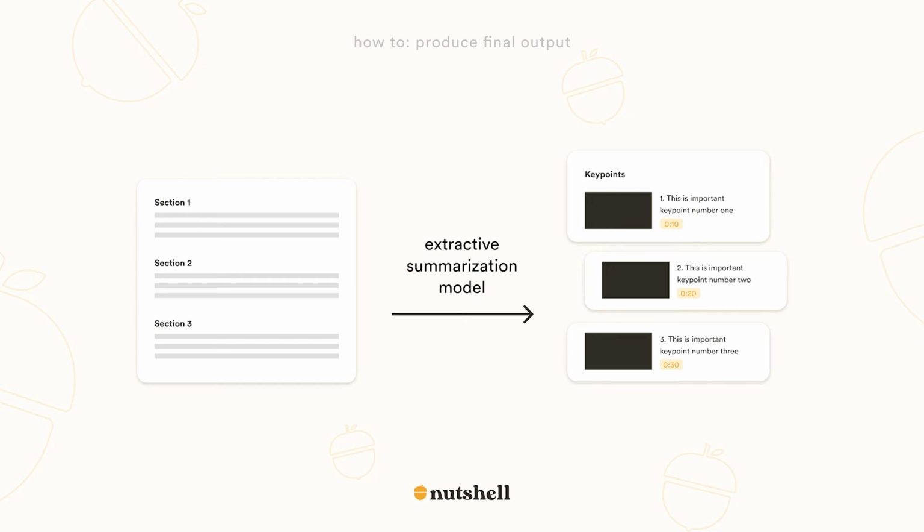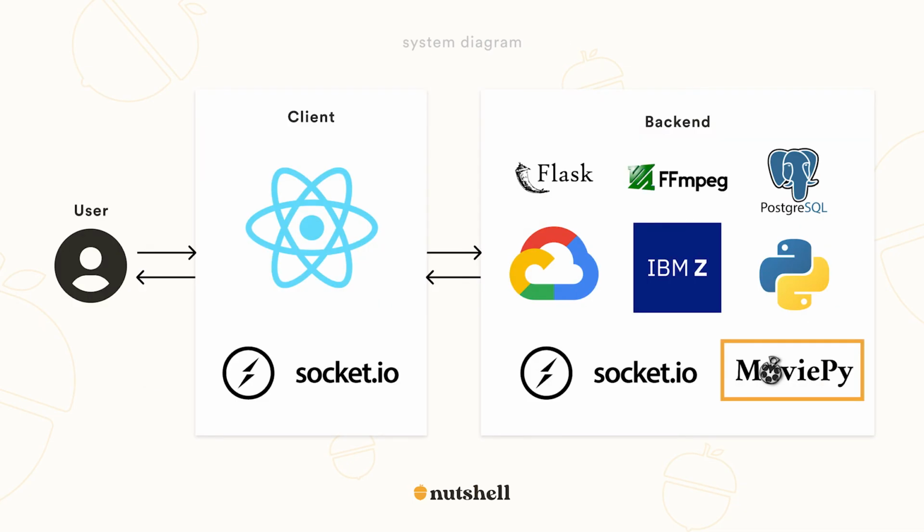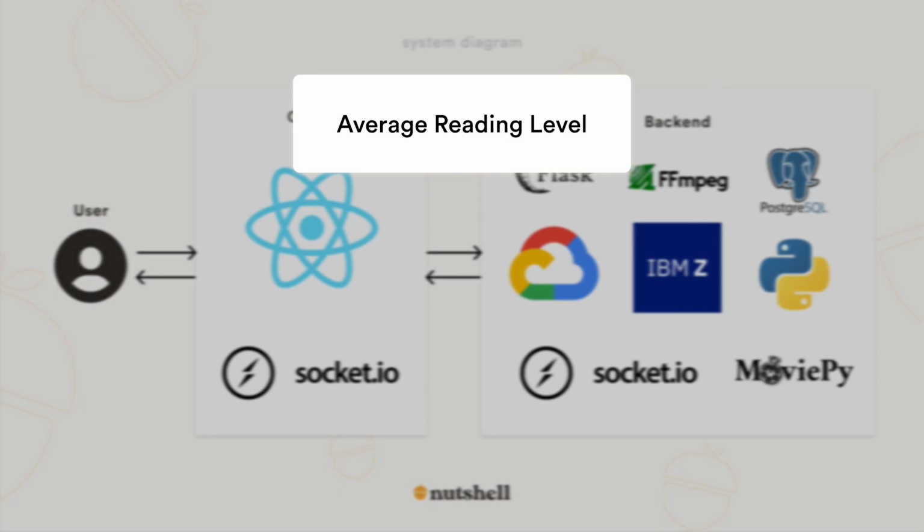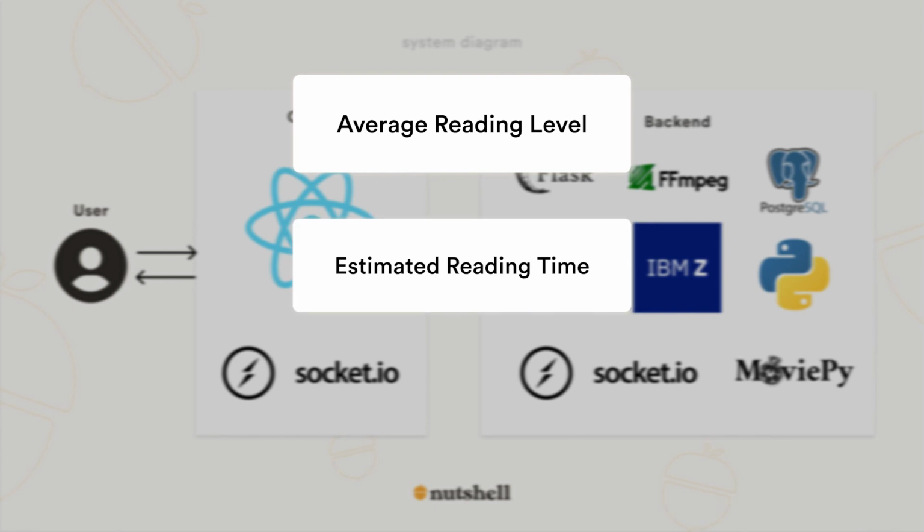These sentences are then converted back to video snippets using the original video and timestamps we retrieved earlier. Then these snippets are concatenated together using MoviePy and FFmpeg to create a video. We also take snapshots of this video to use as thumbnails for the user guide. Finally, we also collect a plethora of stats about the video with information like average reading level for each minute, overall estimated read time, and time savings the user got from using Nutshell.